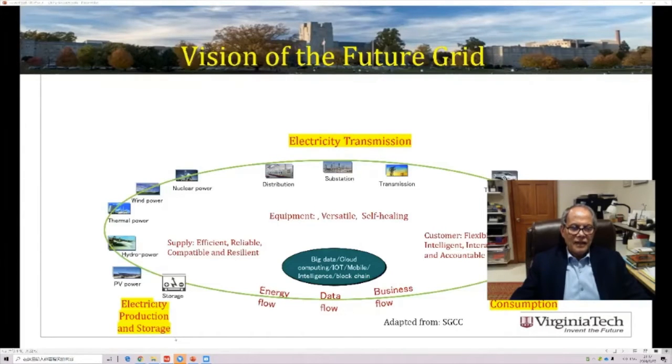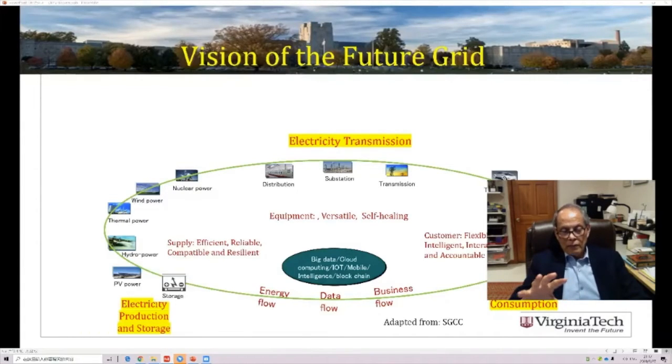Next slide. Now this is very important. If you look at this carefully, I call it the vision for the future grid. The grid has three components. On the top, electricity transmission to transmit power. On the lower left, electricity production and storage. And on the lower right, electricity consumption.